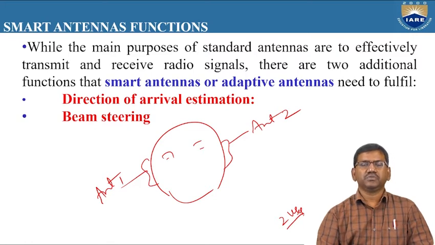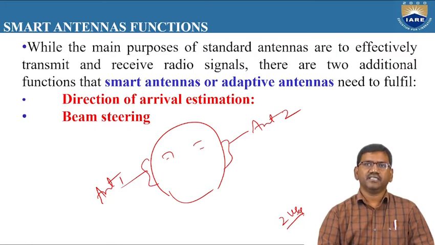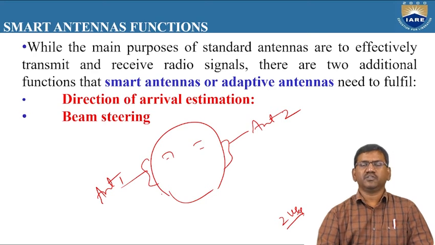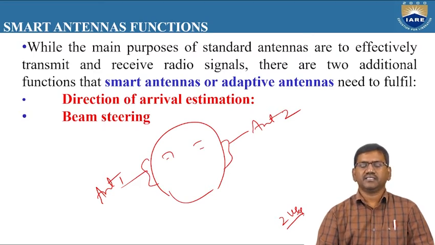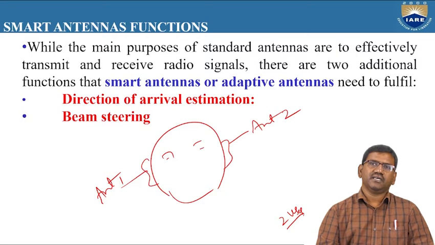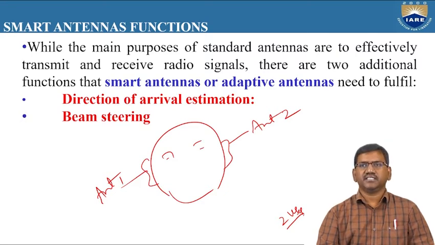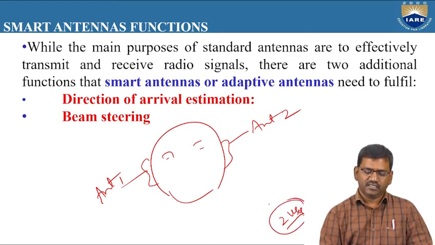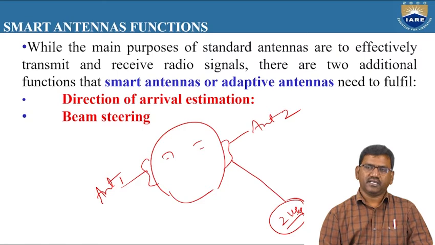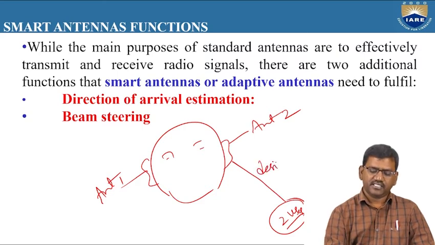As these two users are speaking simultaneously, we know that a human being cannot hear two voice signals at a time. Hence, according to the human analogy, only one signal can be considered and the other signal can be rejected. That means if these two users are speaking simultaneously, and one signal is coming to this, this is known as the desired signal.